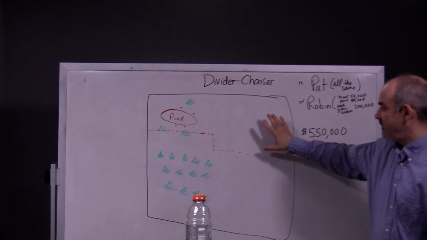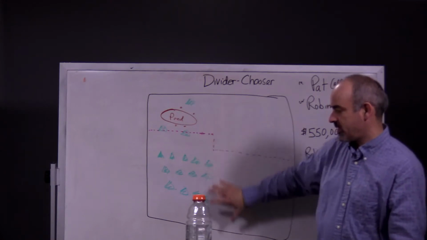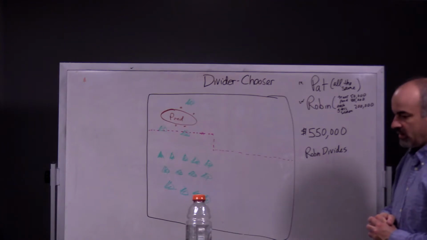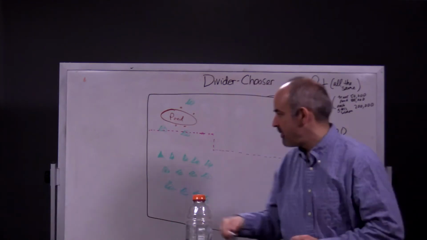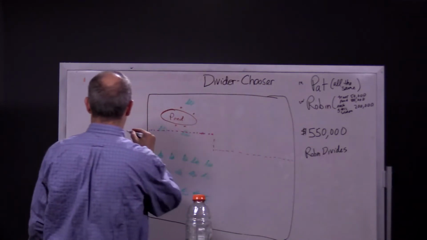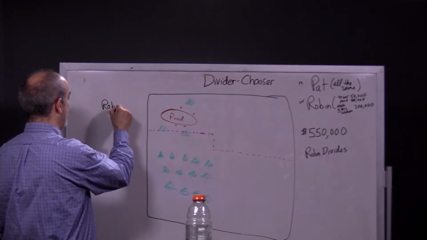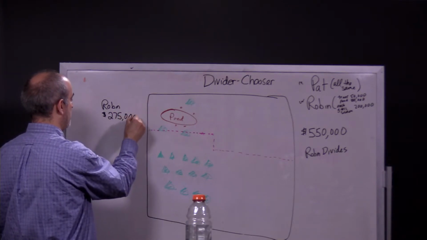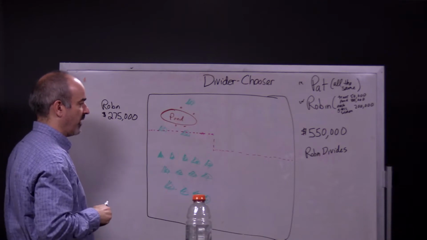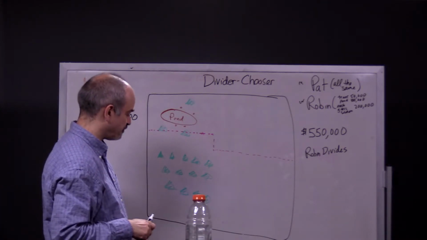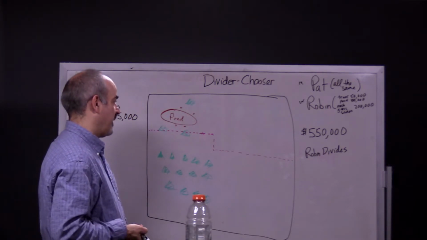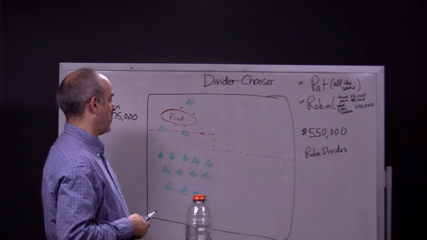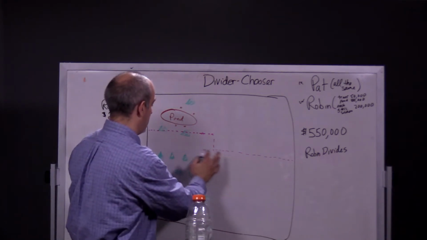So she divided it so that each part is worth $275,000 to her. So she's going to get $275,000. So we already know that. Well, Robin's going to get, the value of what she's going to get is exactly half of $550,000. So now Pat, it's all worth the same to him, okay? So obviously he's going to take the big part.